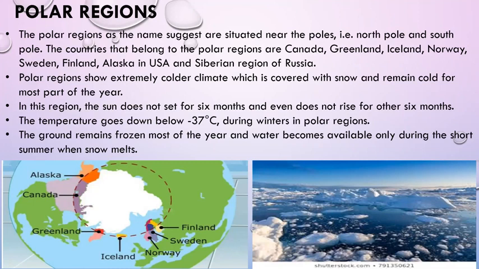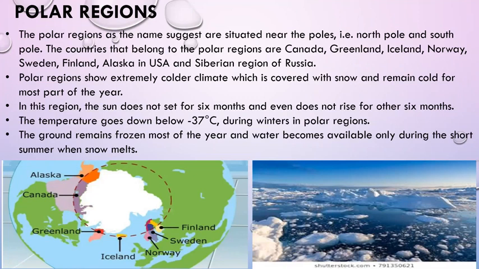Polar regions show extremely colder climate which is covered with snow and remain cold for the most part of the year. In this region, the sun does not set for 6 months. That means it remains day for 6 months and is considered as summer, and does not rise for other 6 months. That means it is night throughout 6 months and is considered as winter season.